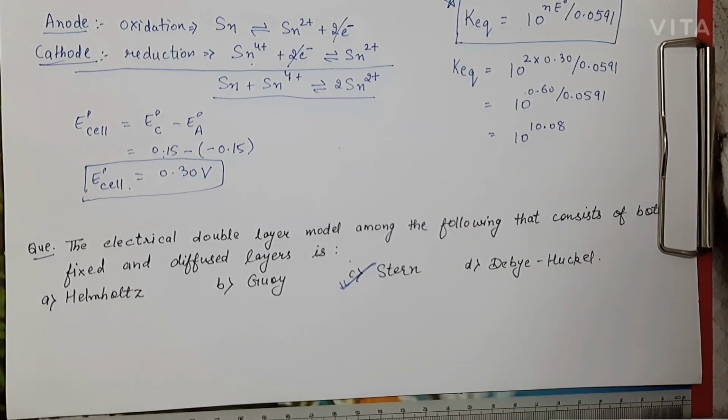So these are basically the two questions which were asked in the CSIR NET exams from the electrochemistry part.